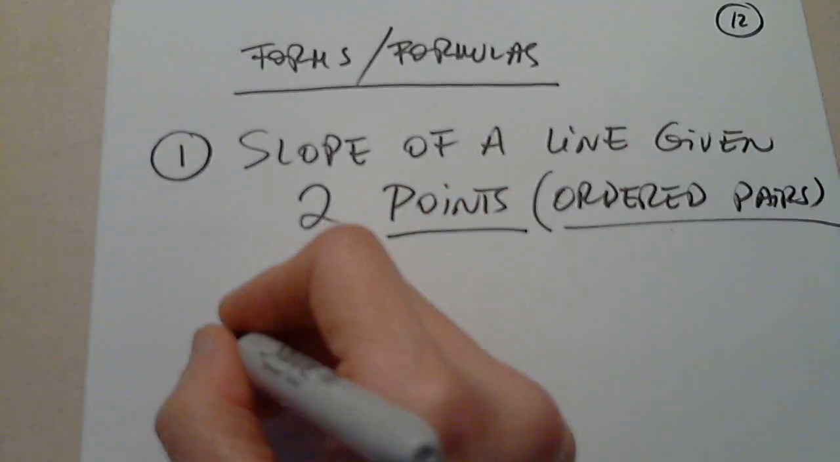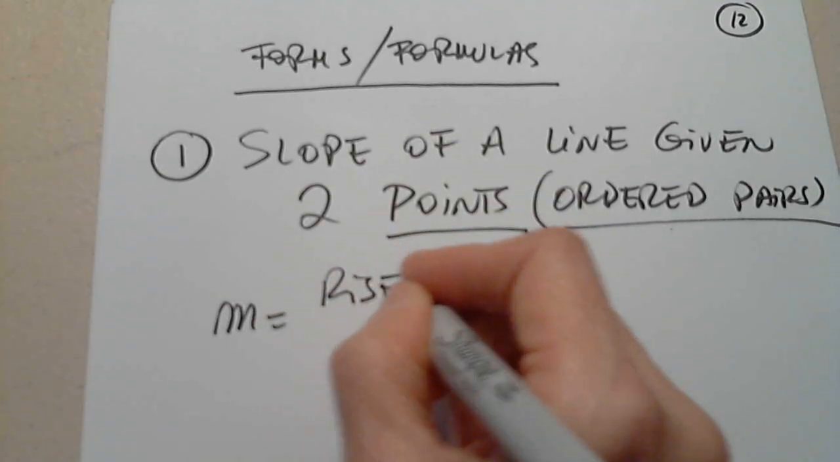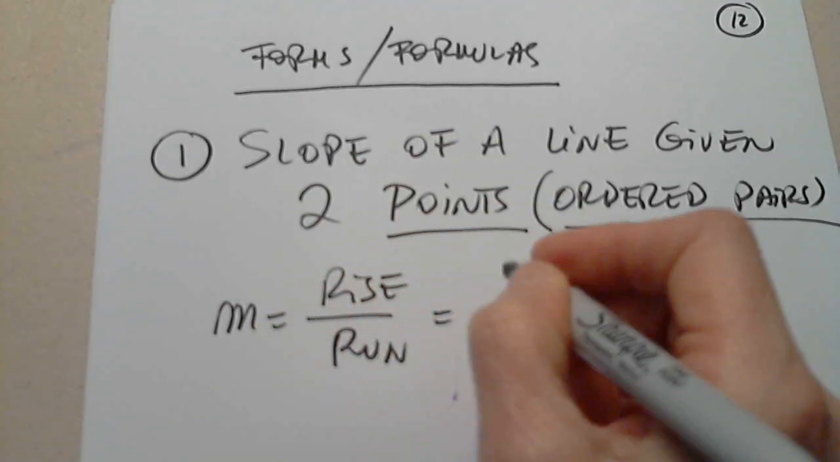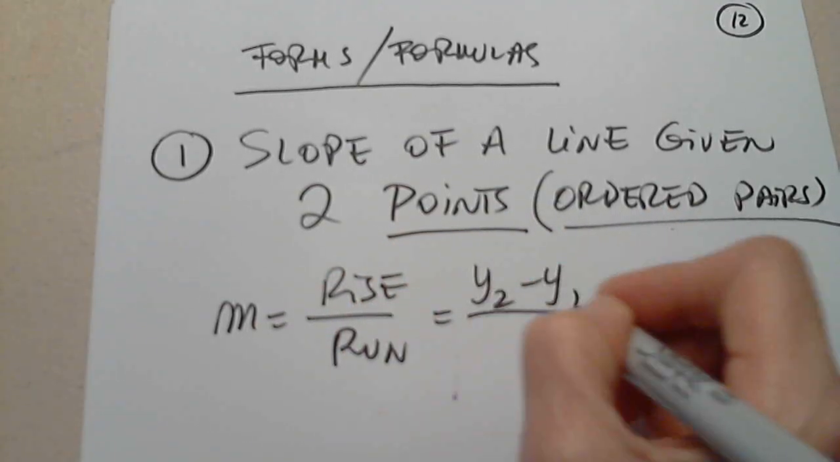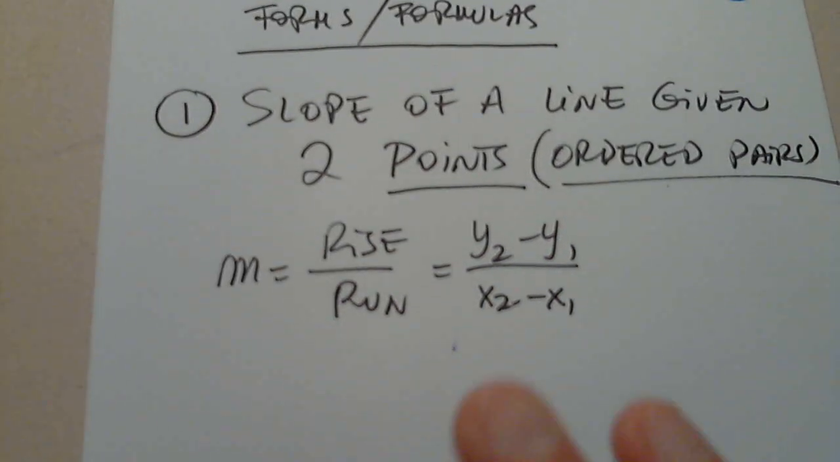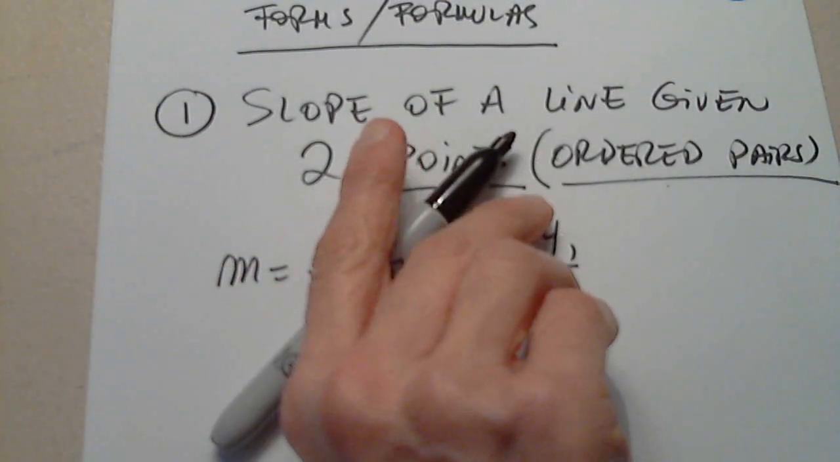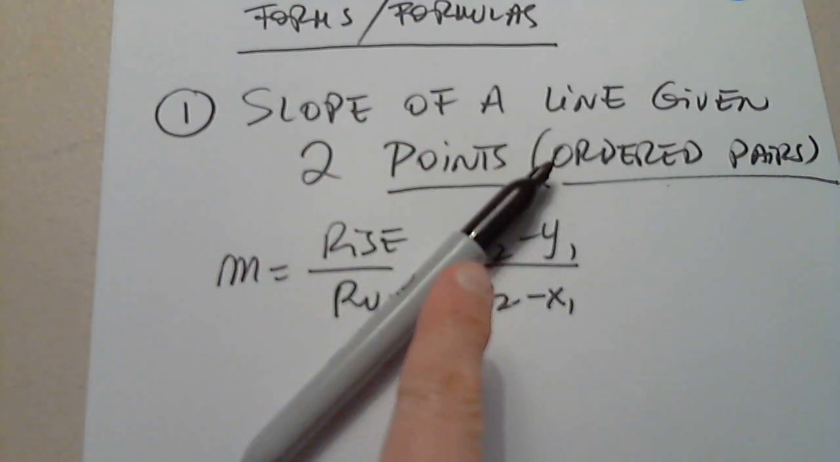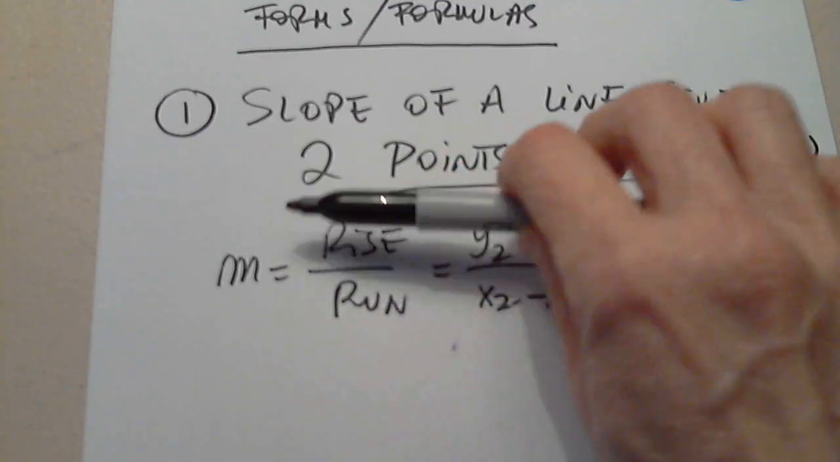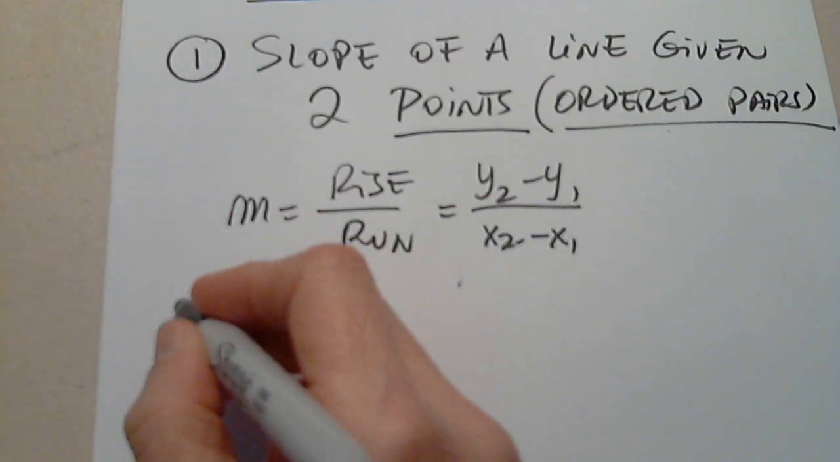Again, what is the definition? Lowercase m, rise over run, y2 minus y1 over x2 minus x1. I need 2 points, and I will be able to determine the slope of the line that passes through those 2 points, either this way or this way or this way. This is undefined.